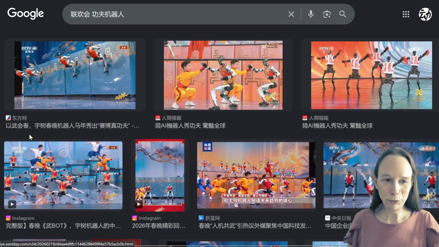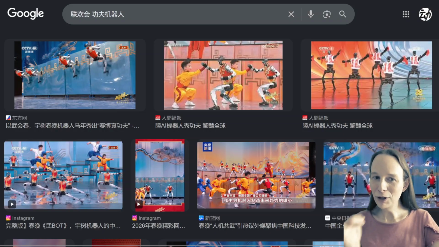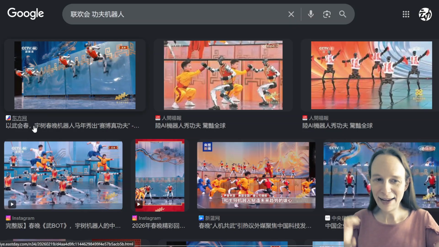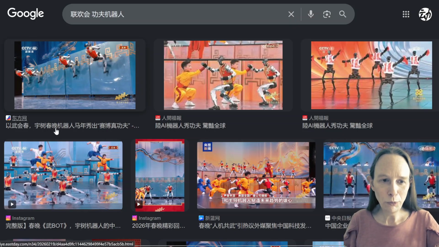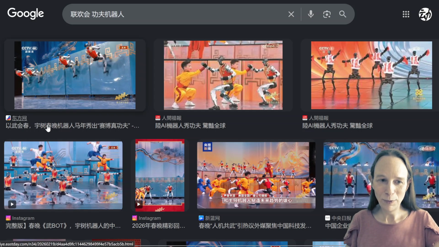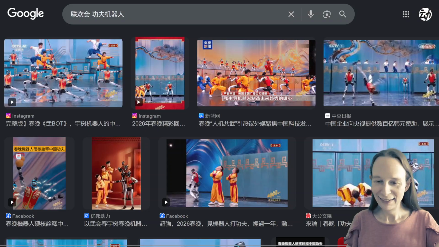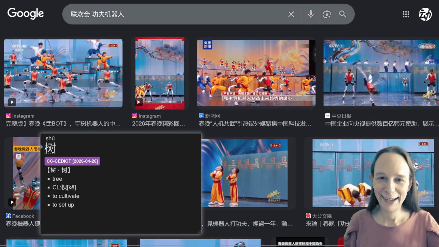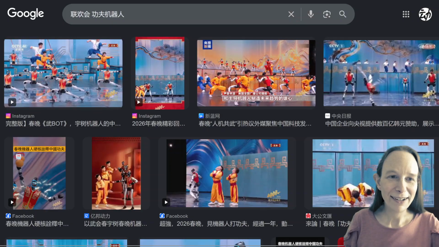Okay. 宇树, the 宇宙的宇, right? 树 is tree. So Unitree, these robots. That's the name of the company. 春晚. Okay, so 春节晚会. I guess 春晚机器人. Kung Fu robots. All right, let's move on.